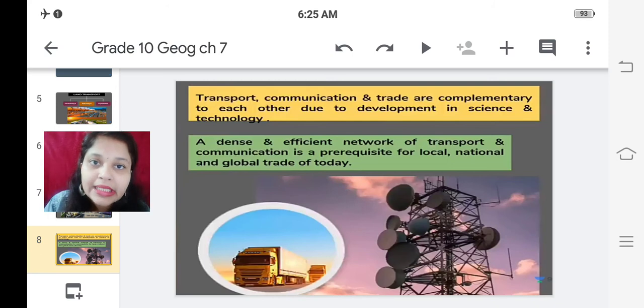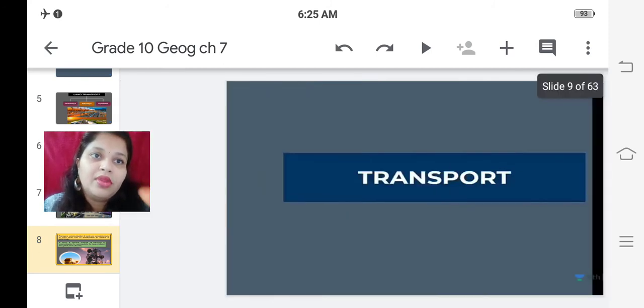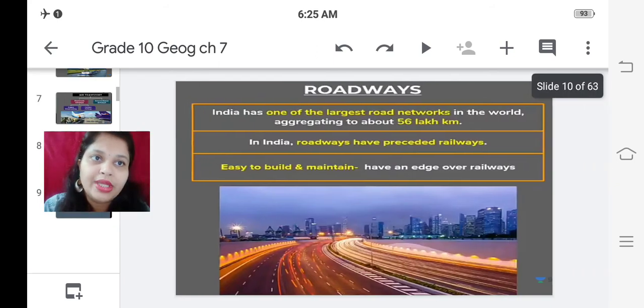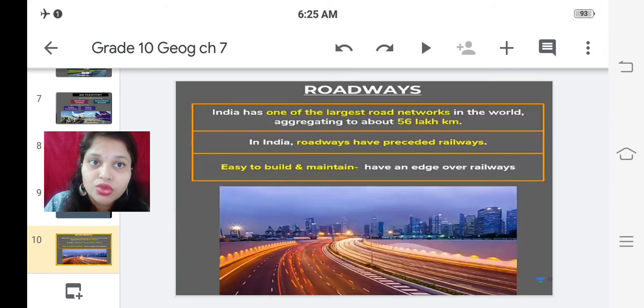They cannot be separated. Because of one, the other benefits, because of the other, the third benefits. So it is called complementary to each other. Further, now we are going to see transport in detail. First, in this video, we are going to deal with roadways. Okay, roadways in detail we are going to learn.